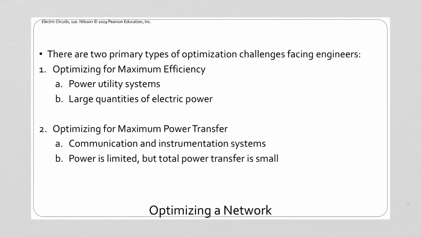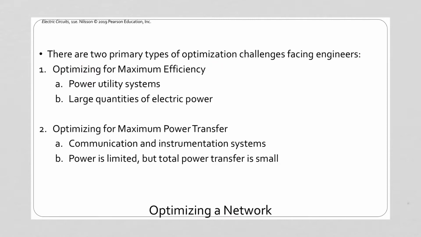We've talked about how to model different electric circuits in order to come up with a simpler equivalent circuit. But the reason why we're trying to develop a simpler model is for a specific purpose, to try to optimize our circuits in one way or the other. There are two primary types of optimization that we try to do as engineers. Number one is optimizing for maximum efficiency.